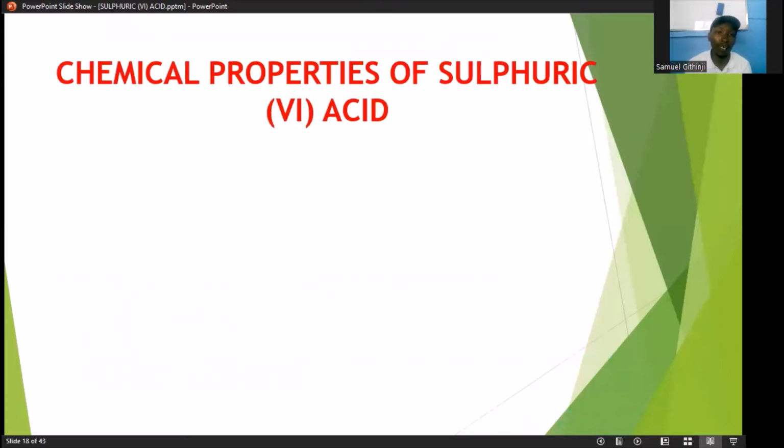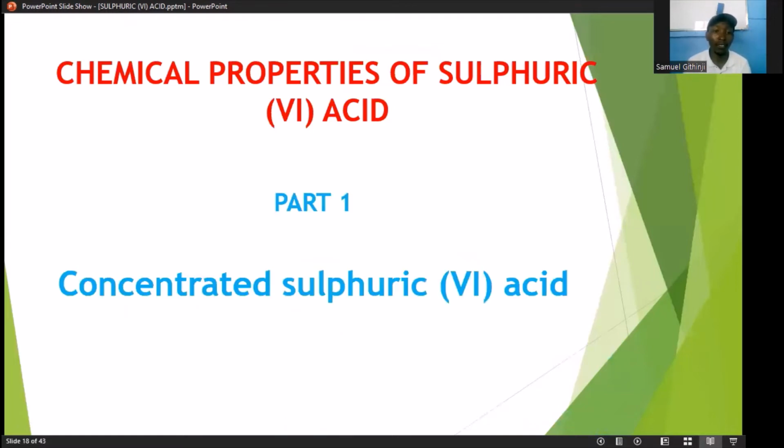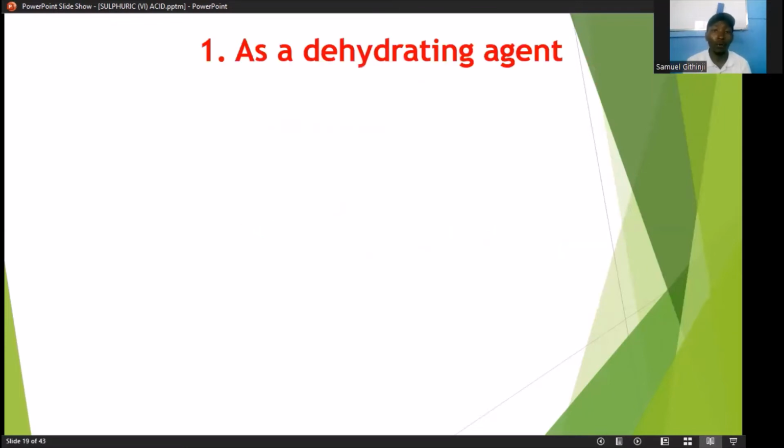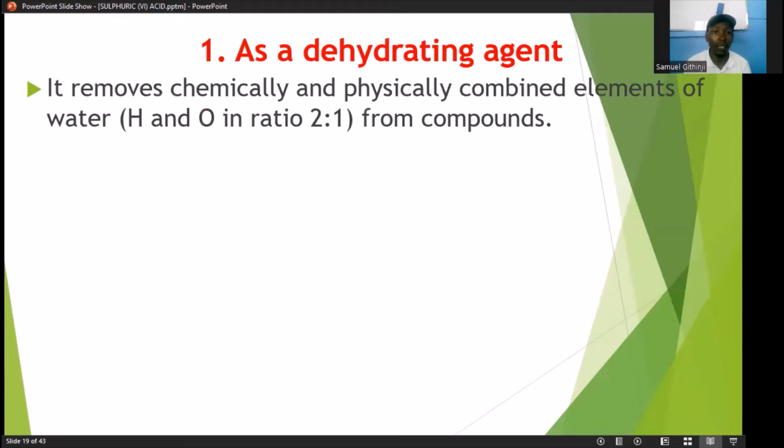Now, some chemical properties, we can go through it very fast. Chemical properties of sulfuric 6 acid. Part 1, we are going to look at concentrated sulfuric acid. What exactly, how it behaves chemically. Now, it is a very good dehydrating agent. And by dehydrating agent means it can easily remove either the physically or chemically combined elements, that is H and O, in that ratio of 2:1 from a compound.